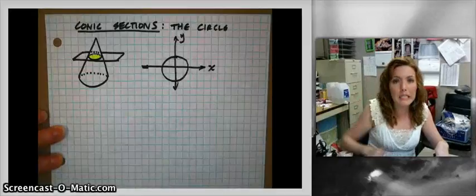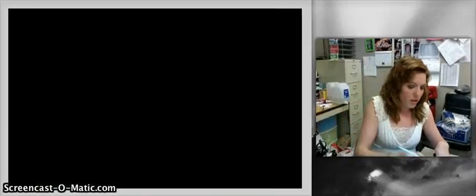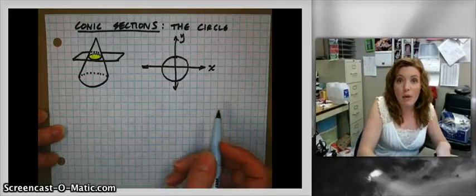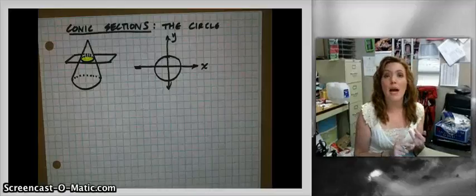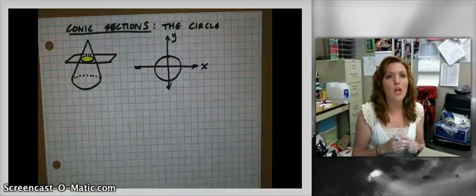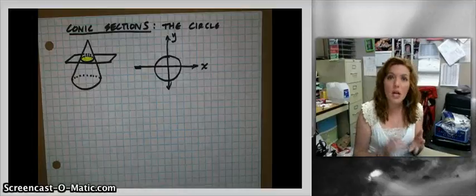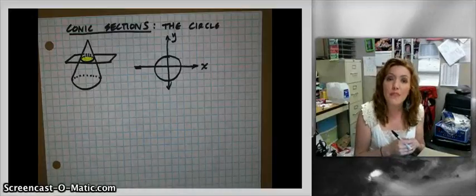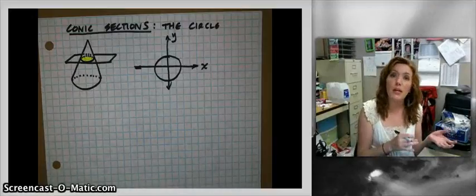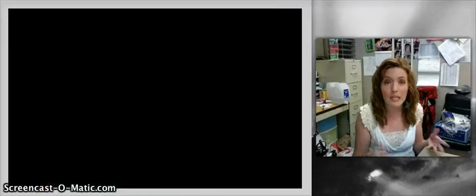Okay, so what we need to know for circles and graphing them, remember we need an x-coordinate and we need a y-coordinate to graph it. Okay, so we know that the standard form of an equation of a circle is going to have an x in it, a y in it, and then one of the most important things that we learned back in geometry, to have a circle we have to have a radius.